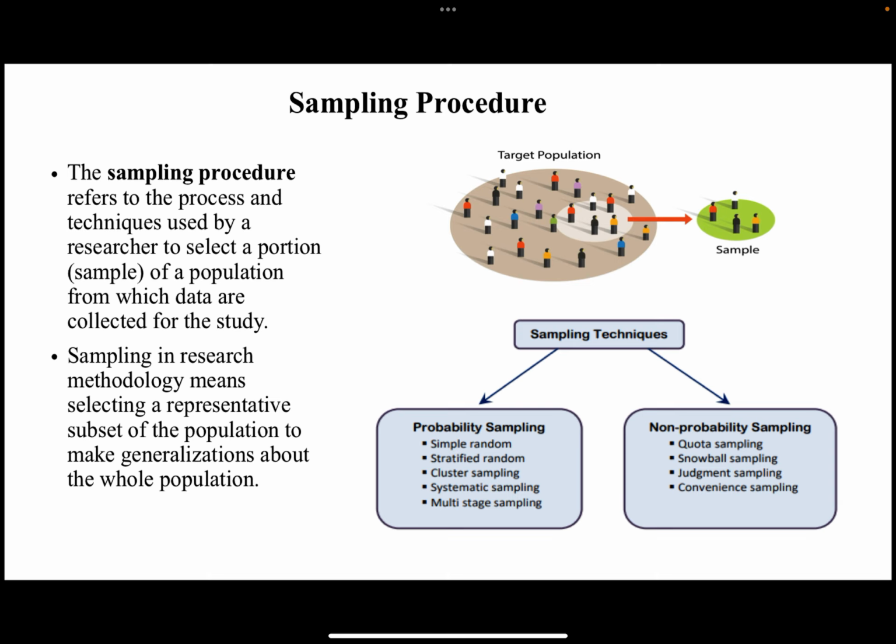That is why sampling procedure is very important. In simple terms, sampling procedure means selecting a small group of people from a larger population so that we can study them and make conclusions about the entire population. And so that should tell you that sampling procedure is very important.